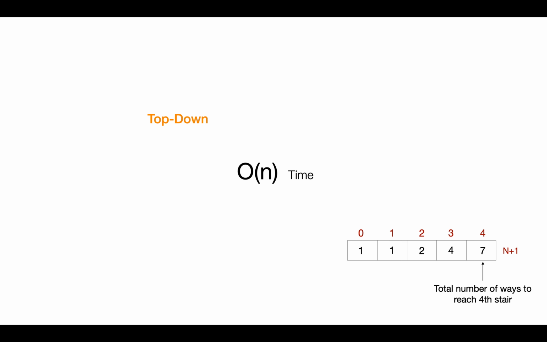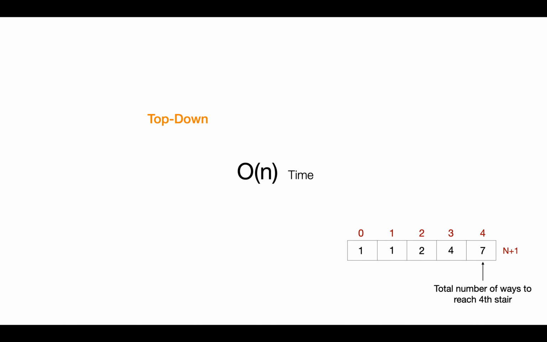For example, if you want to find out the total number of ways to reach the second stair, we don't have to recalculate the total number of ways to reach the 0th or first stair. The recursive calls will find these values already stored in the array and will get these values from there, and after adding up these values we can get the value for stair 2. So that's why the time complexity will be order of n.